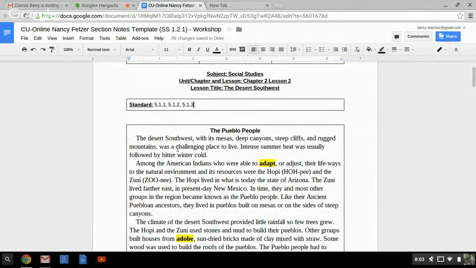So here it says, the Pueblo people, the desert Southwest with mesas, deep canyons, steep cliffs, and rugged mountains was a challenging place to live. Okay, so that's kind of an important thing to talk about. So I'm going to go over here right now and start off.